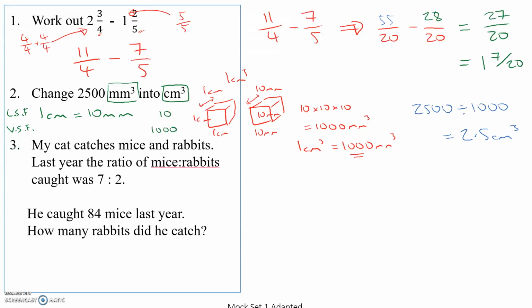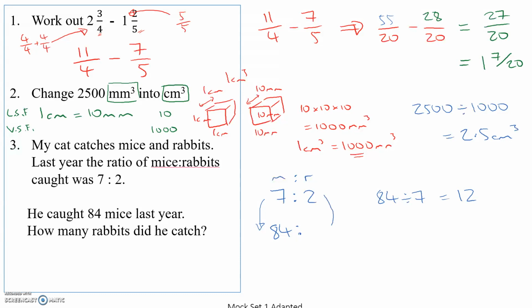Last year the ratio of mice to rabbits caught was 7 to 2. So 7 to 2 is mice to rabbits. And we want to know how many rabbits when he caught 84 mice. Okay, so if we do 84 divided by 7, which I think is 12, that tells us we've got 12 times as many mice in the bottom ratio as in the top ratio.